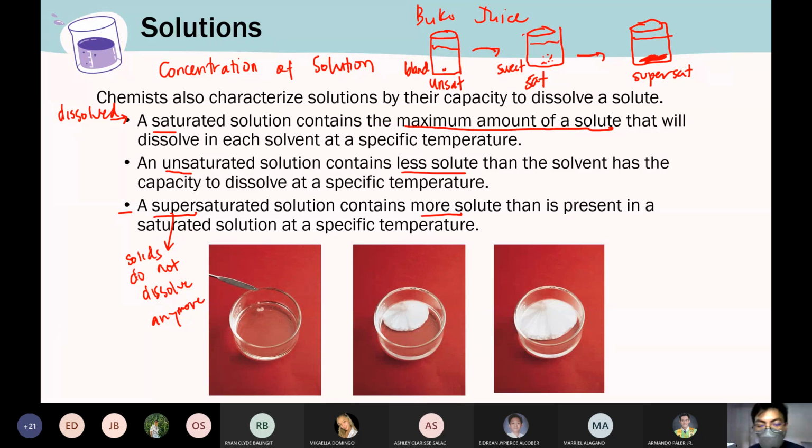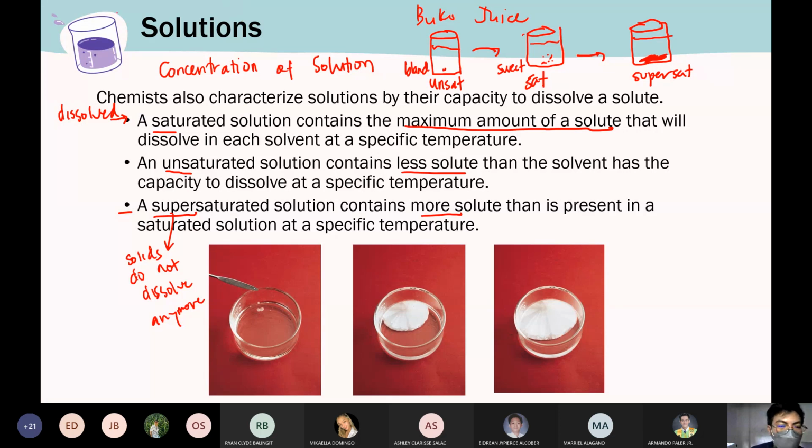In making Milo, 'di ba? Milo solution din. Ang gumagawa ng Milo solution, pag super daming Milo, 'di ba may kulay brown na solid stuff sa ilalim pag super dami? So ganun, basically in preparing kape or Milo, makikita niyo yung mga different types of solution or even in preparing buko juice na.